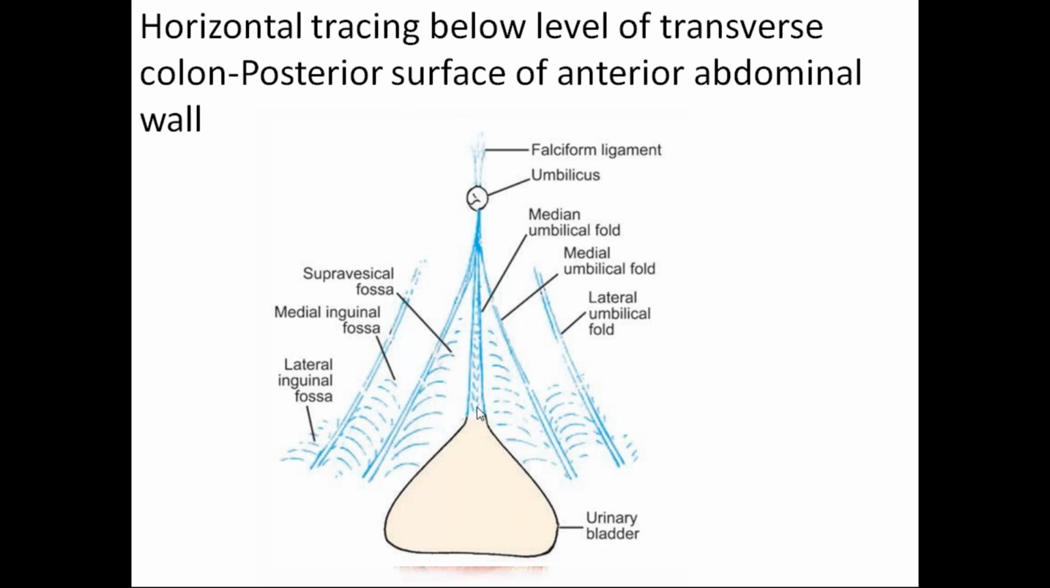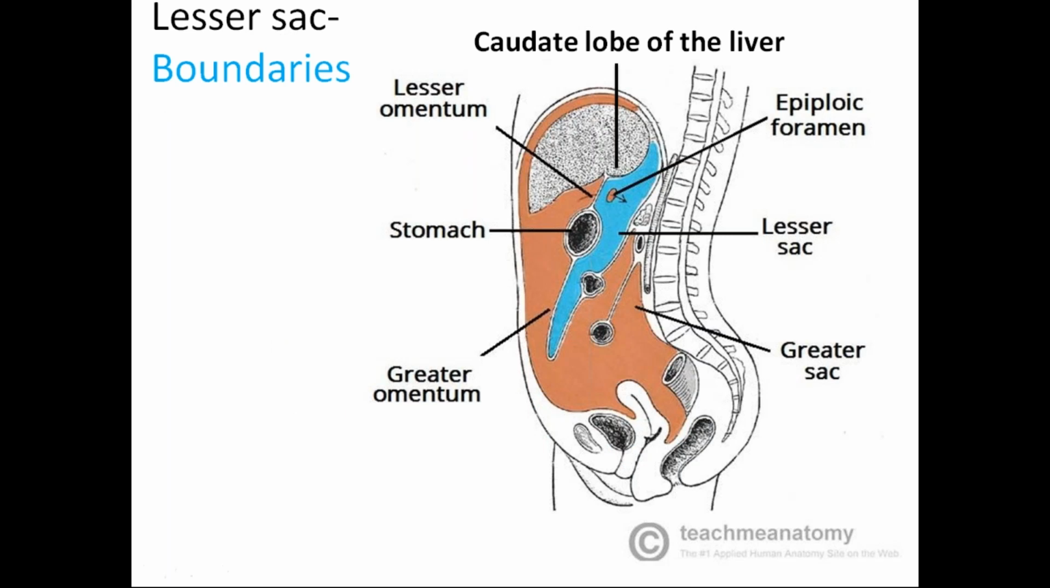So in between the median umbilical fold and medial umbilical fold, there will be a depression that is called supravesical fossa. Between medial and lateral umbilical fold, this space is called medial inguinal fossa. And lateral to the lateral umbilical fold is called lateral inguinal fossa. Okay. So that's all about the tracings. Next we'll go on to the lesser sac.